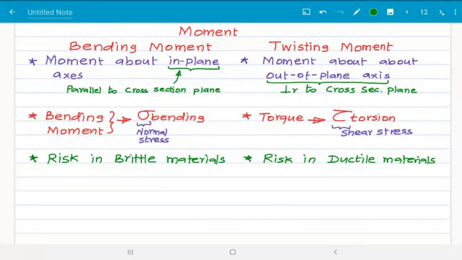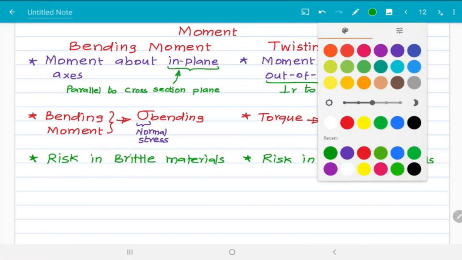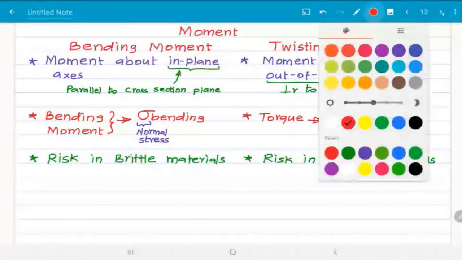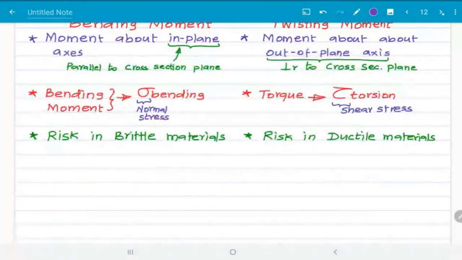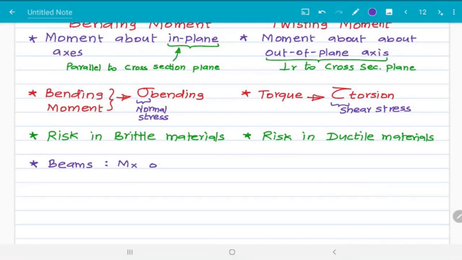Sir, where are we using the bending moment, where are we using the twisting moment? Tell me some applications. In case of beams, we are using the bending moments. The possible moment is Mx only. Here we are assuming that x is the in-plane axis, y is the in-plane axis.